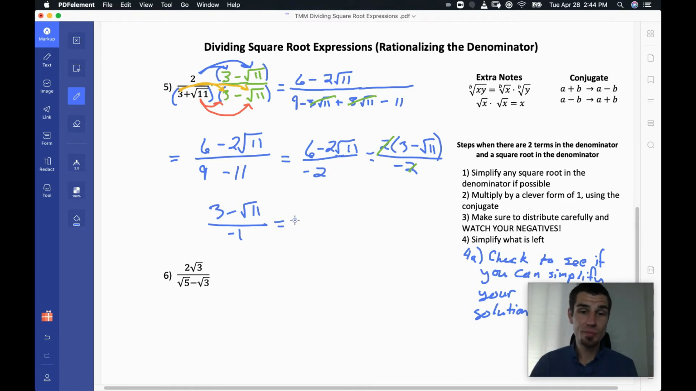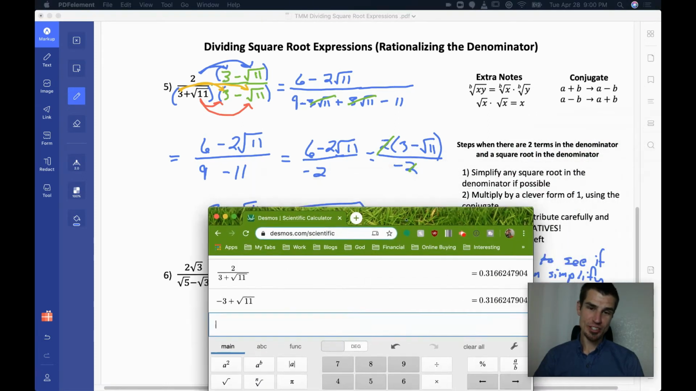So this 3 becomes negative 3. Our negative square root of 11 becomes positive square root of 11. And this is our solution. And we can check our answer here.